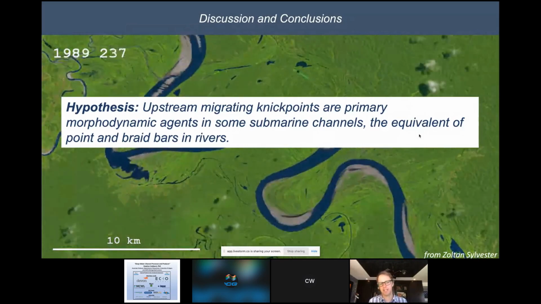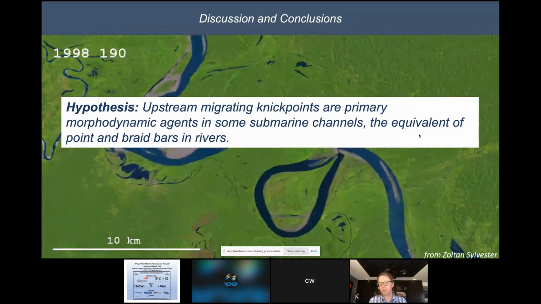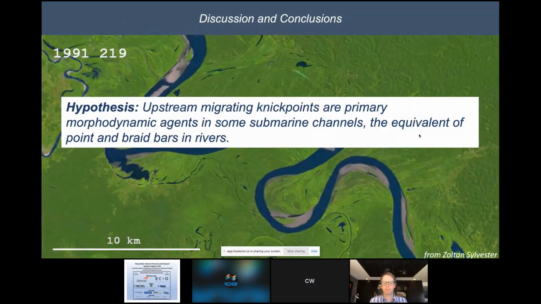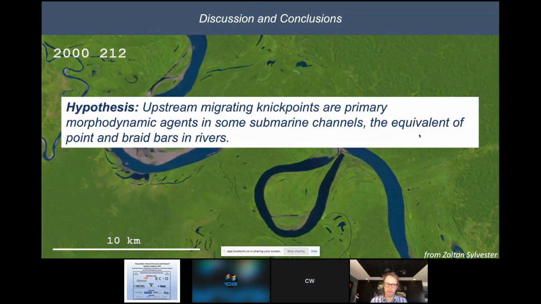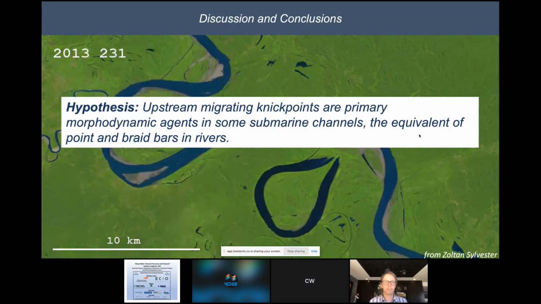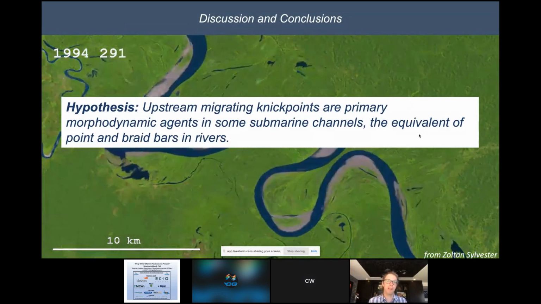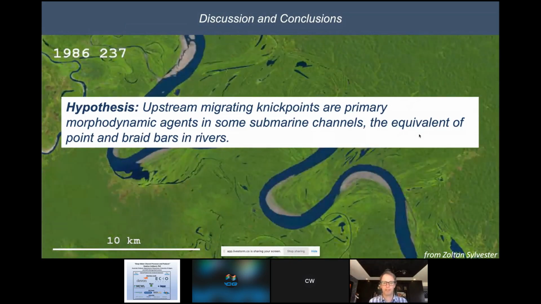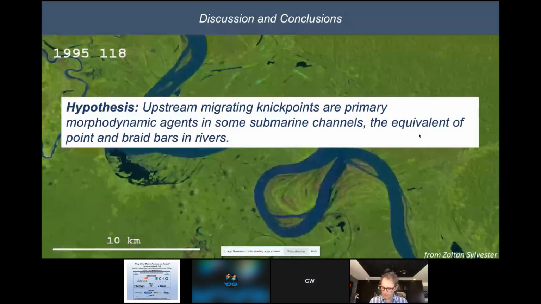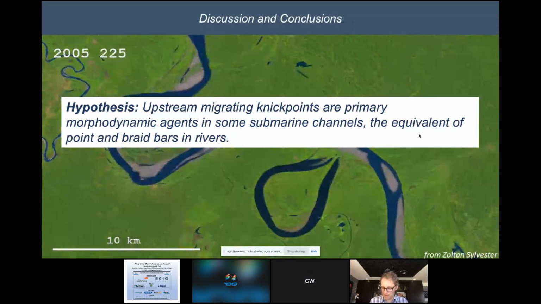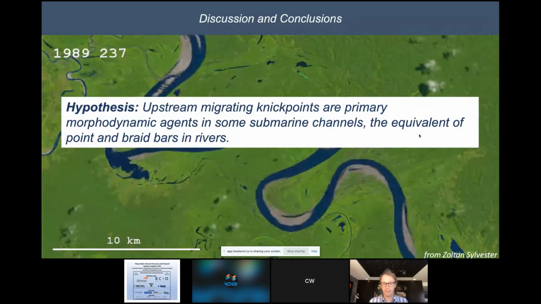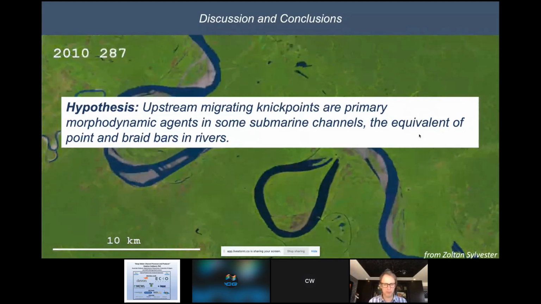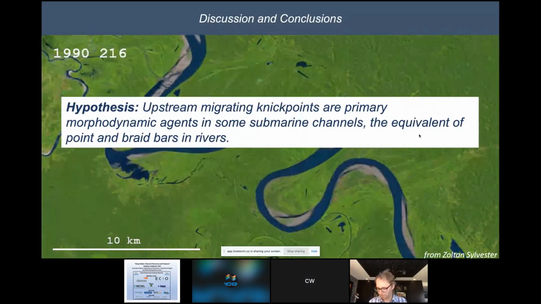This hypothesis is that these upstream migrating nick points are actually primary morphodynamic agents in submarine channels, the equivalent of point and braid bars in rivers. They serve that same purpose, to keep that channel maintained, as in flowing, and then ultimately are a key mechanism for it to actually fill. So these are ideas we're attempting to test, but of course it's a challenge without things like flume experiments and so on. But that's imagining where we're going, right?